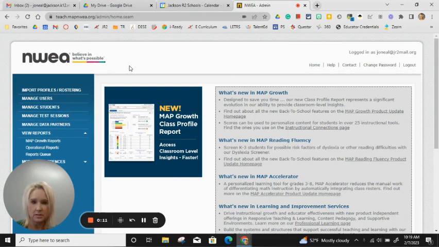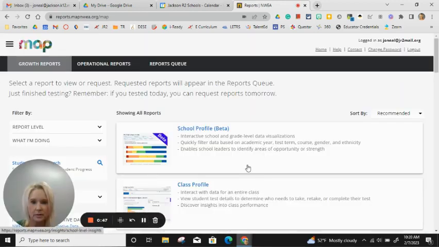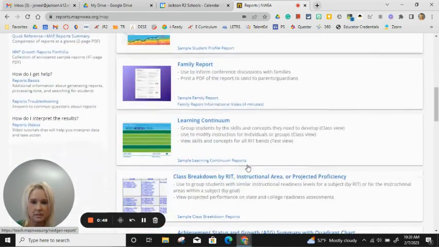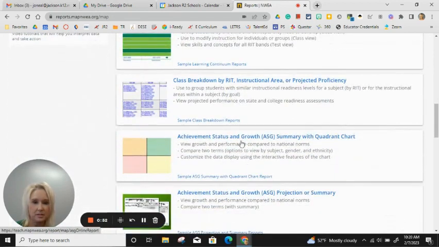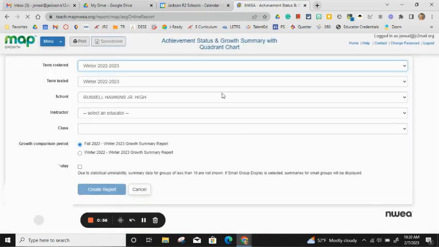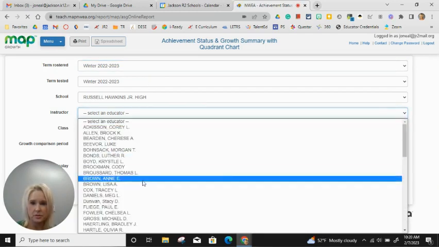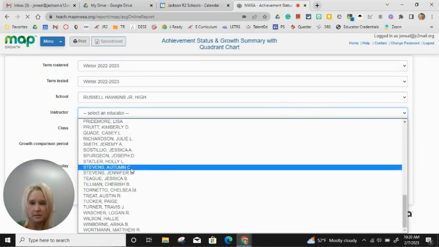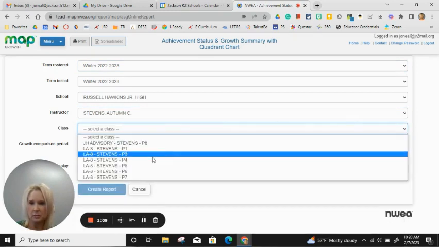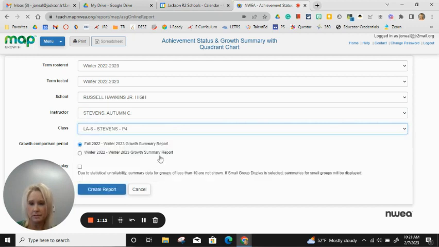So log into NWEA, go to View Reports, and then Map Growth Reports. Okay, we are going to scroll down until you see the Achievement Status and Growth Summary with Quadrant Chart. Select it. You want to make sure your term rostered matches your term tested, and then choose your classes. I'm going to pick Autumn Stevens because she gave me permission, and we are going to look at her period 4 class. And then I'm going to go ahead and click Create Report.